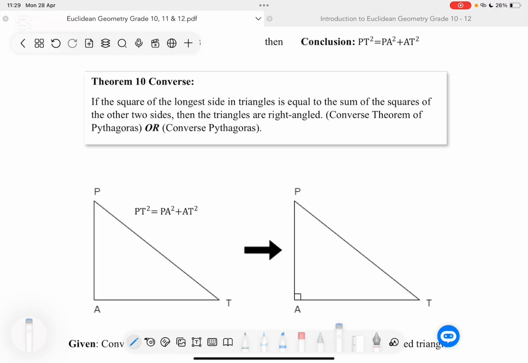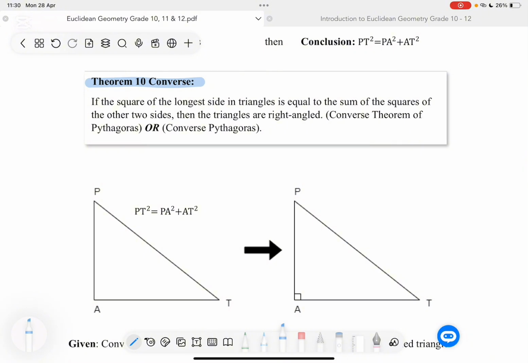Now, if you had gone through theorem 10, you would come to realize that it does actually have a converse. So we are going to look at that converse, the converse of theorem 10. Now, what this theorem says is that if the square of the longest side in a triangle is equal to the sum of the squares of the other two sides, then the triangle is right angled.